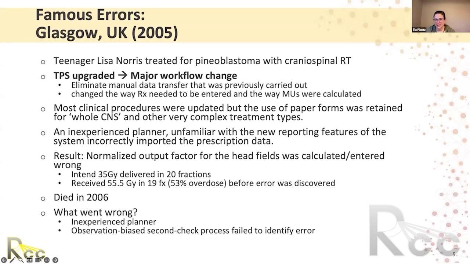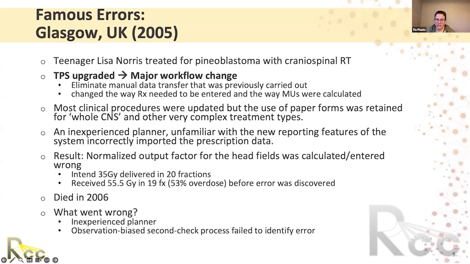What happened was they incorrectly imported the prescription data in the wrong format, and this resulted in an incorrect calculation and output factor for the head fields. Miss Norris was supposed to receive 35 gray in 20 fractions, but instead she received 55.5 gray in 19 fractions before the error was caught. As a result of this severe overdose, she passed away in 2006.